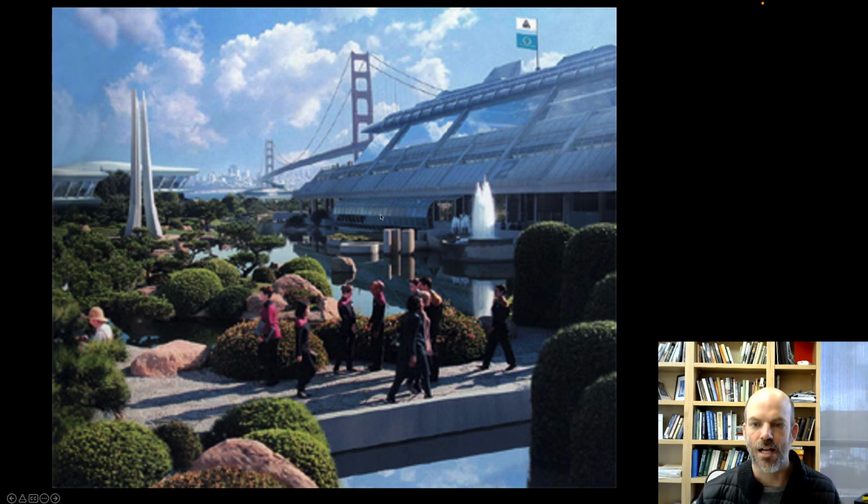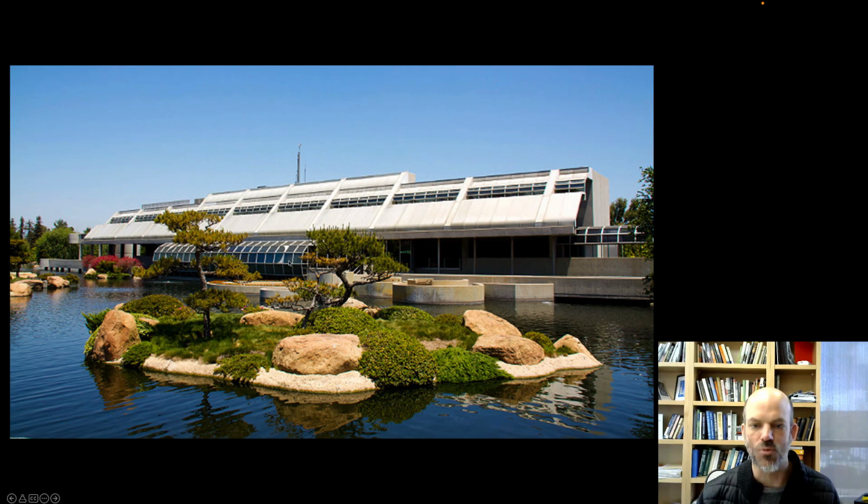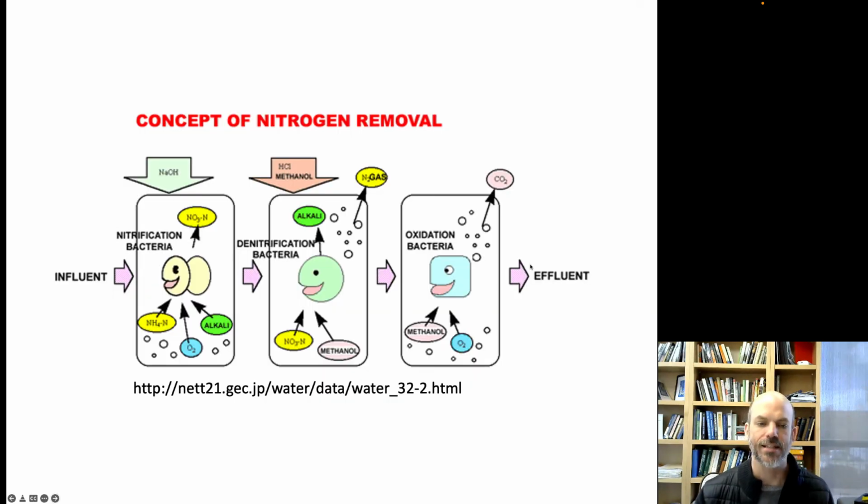And you may not know that Starfleet Academy is based on this real building in California. It's actually closer to LA than to the Golden Gate Bridge. But it's a real building, and it actually happens to be a wastewater treatment plant. So perhaps the nicest, prettiest wastewater treatment plant that I know about. And that is my segue to talking about how nitrification, denitrification, and anammox are important for understanding wastewater treatment.